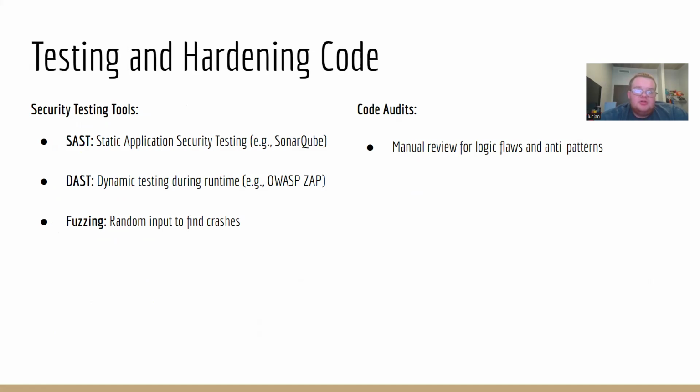Testing and hardening code. Software security should be baked in, not sprinkled on. Use static and dynamic analysis tools to test for vulnerabilities. Apply input fuzzing to uncover edge case issues. Code hardening includes minimizing attack surfaces, using compiler protections like stack canaries, and enabling ASLR.